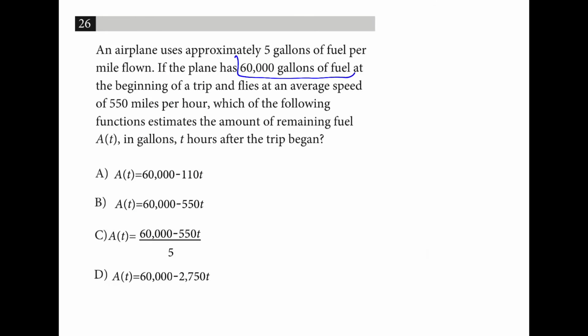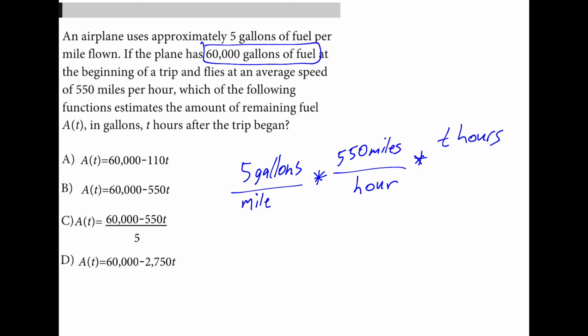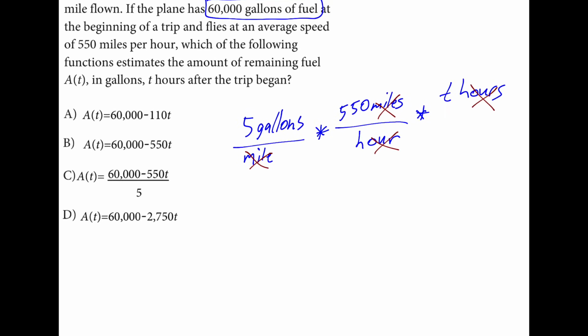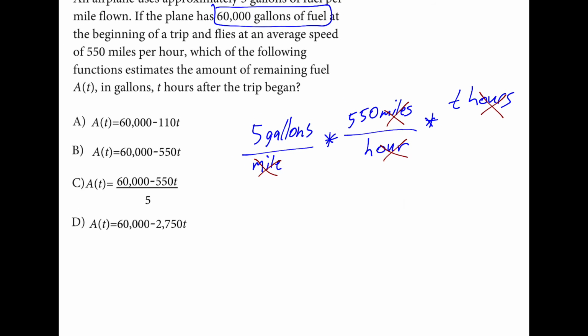So we start off with this much fuel, and we can use this 5 gallons per mile and 550 miles per hour times T hours, and we get rid of all the units we don't want, and that'll just subtract the right number of gallons. So when we take 5 times 550, that's 2750. So we are decreasing by 2750 every hour.